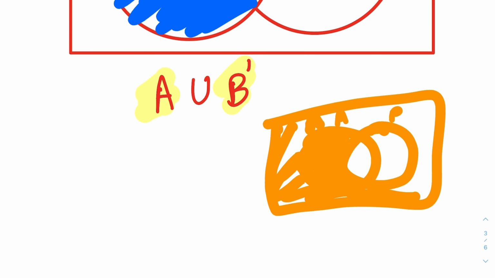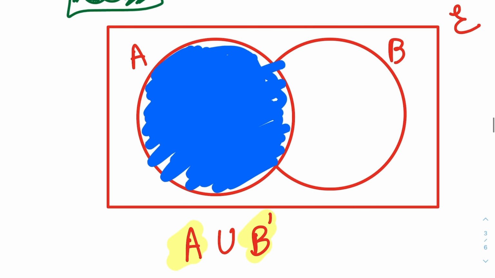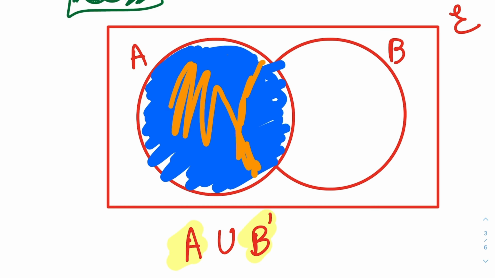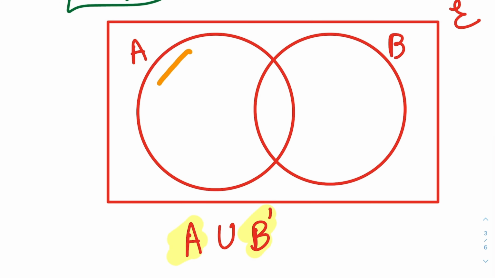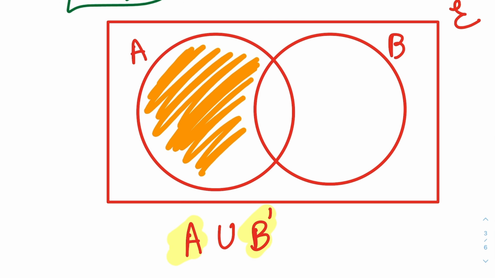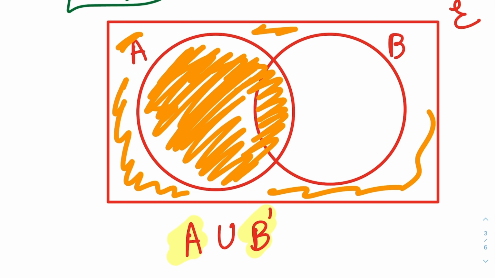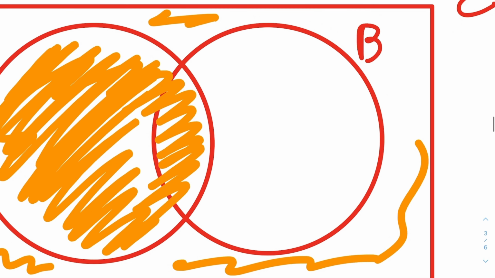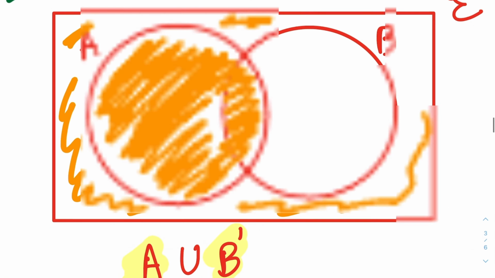If this is A and this is B, okay? That's why B dash is this region, not the middle region. It is this region and this region. So these are all the regions that we shade. We shade this region and this region as well, and this region. Although yes, the middle region is not in B dash, right? But it is in A. So that's why we shade that as well, because it's union. It is not intersection. There is a difference between them.